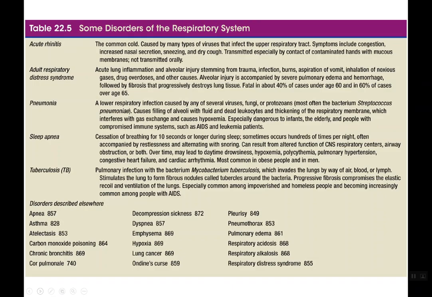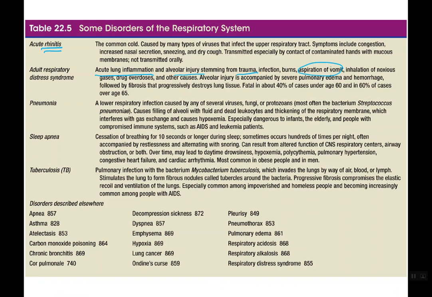Here are some other disorders of the respiratory system, and I'm not going to read you this because I assume that you can read. So rhinitis is just the common cold. Rhine means nose. Rhinitis means your nose is inflamed. So that's a disorder of the respiratory system because it affects your upper respiratory tract. Adult respiratory distress syndrome is acute lung inflammation and alveolar injury stemming from trauma. And it can be caused by a lot of things.